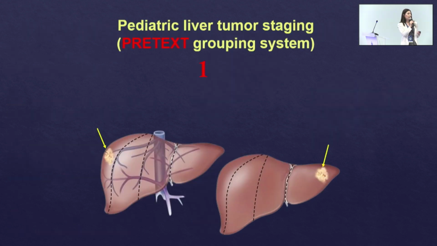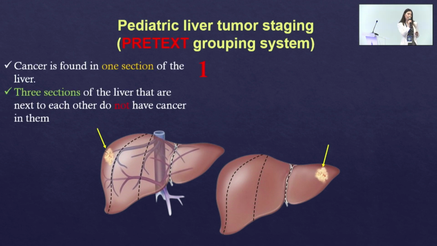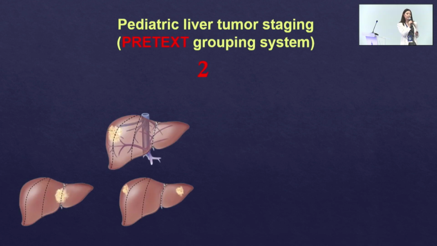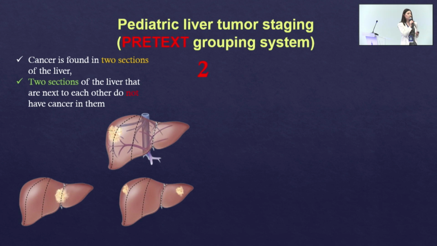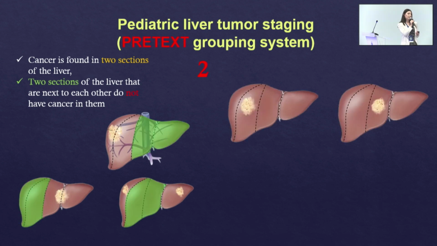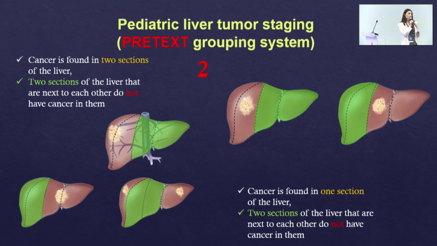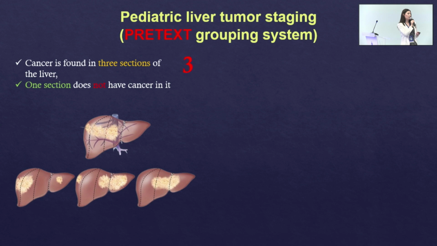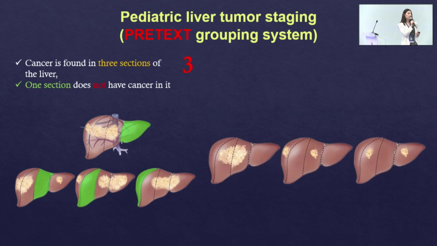Next, we have the first type. We can see the tumors that are located in the marginal sections of the liver, and we have 3 adjacent tumor-free sections. The second type: we can see that the tumor includes 2 sections of the liver, and we have 2 adjacent tumor-free sections here. The third type: we can find the tumor in 3 sections of the liver, and we have only 1 section that is tumor-free.